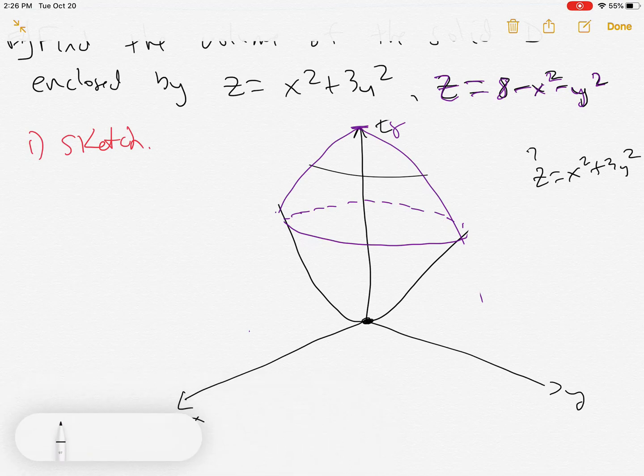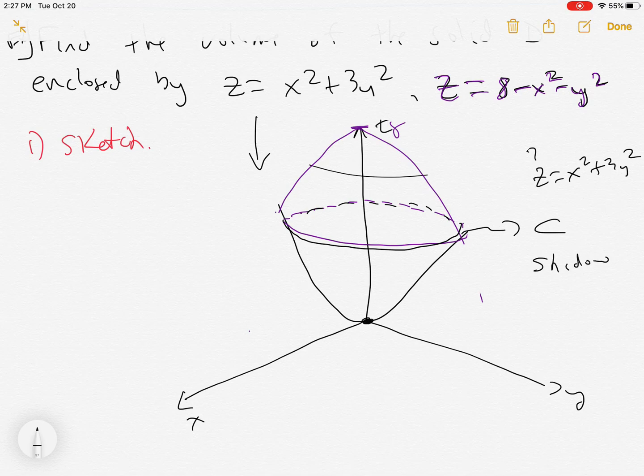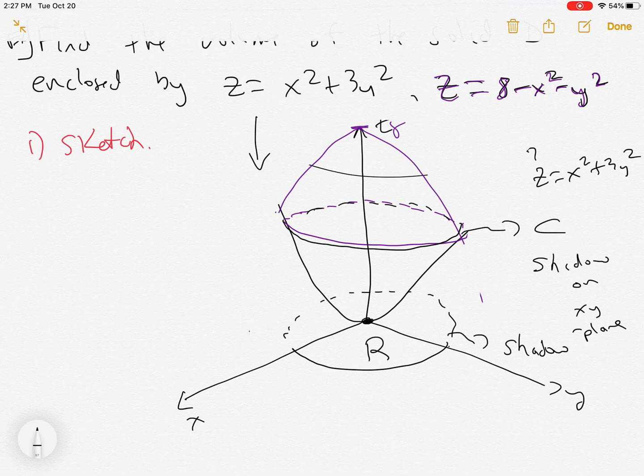Okay. So if you were looking straight down from above, this intersection of the two surfaces here, we'll call this C. This thing makes a shadow on the XY plane, right? So down here, I'm going to make it fit like that, right? And this is the shadow. We're going to call this R. Just like before. It's the region in the XY plane.